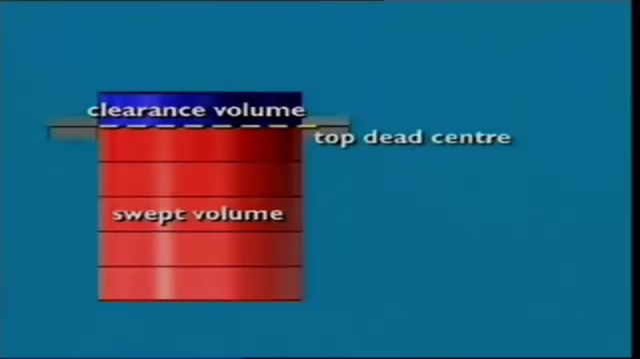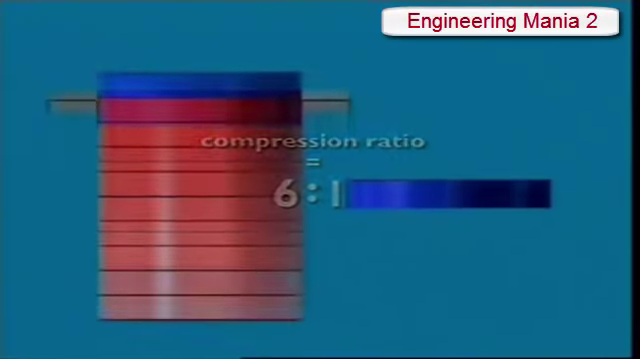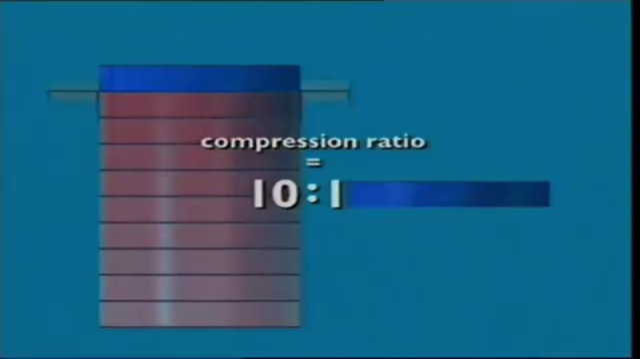Another guide to engine power is compression ratio. It compares two volumes in the cylinder. One is swept volume plus clearance volume. That's the volume above top dead center. The other is the clearance volume only. Putting these volumes into a ratio gives us the compression ratio, 6:1. The larger the first volume and the smaller the second, the higher the engine's compression ratio and the more powerful the engine.